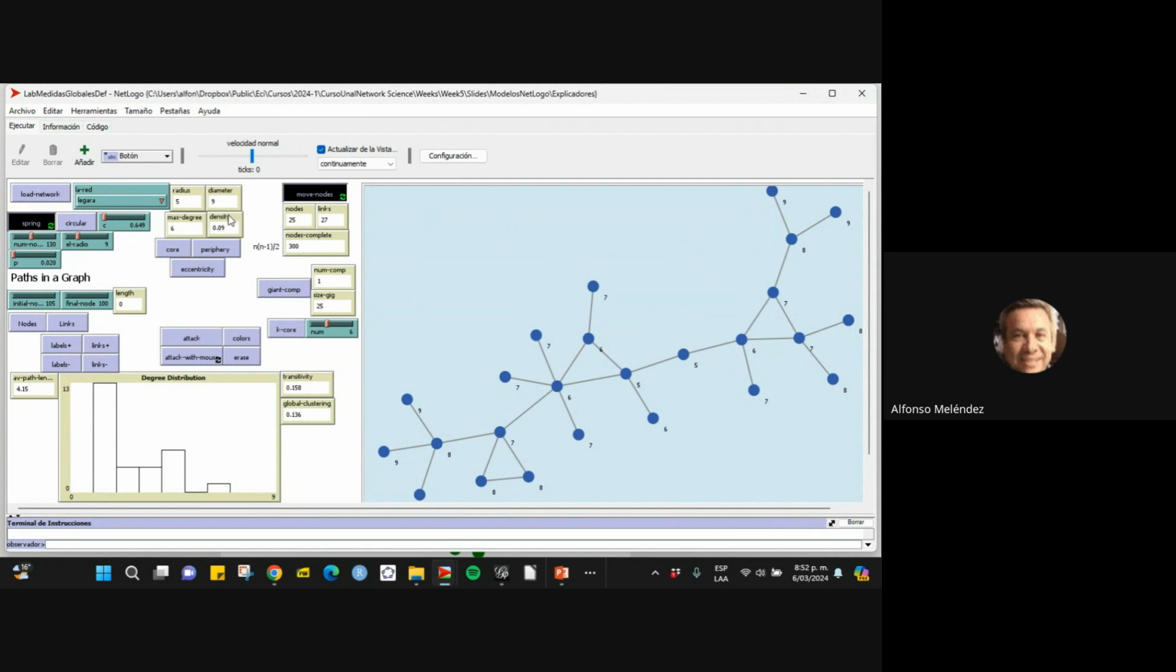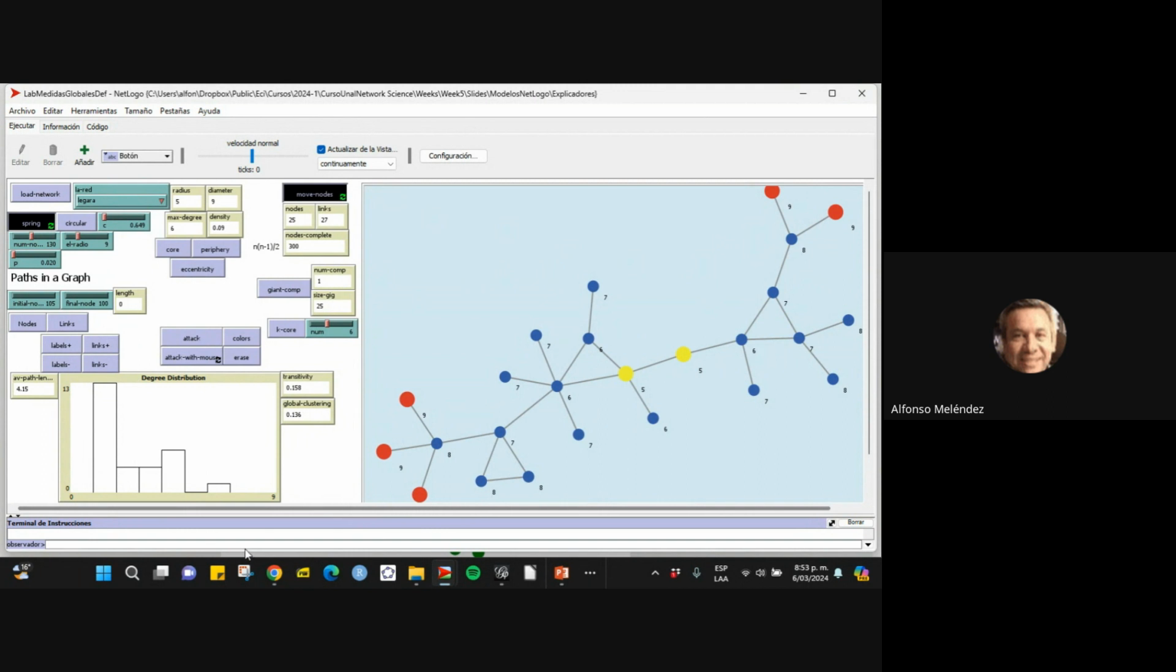Look here, the density. This is a very sparse network, density 0.09. Okay. Let me show you two important concepts, the core and the periphery of a network. The core is the central part of the network, the heart of the network. And the periphery, look, if I click here, this is the core. The core corresponds to all nodes that have minimum eccentricity. So this is the core of the network. And the periphery is all nodes that have maximum eccentricity.